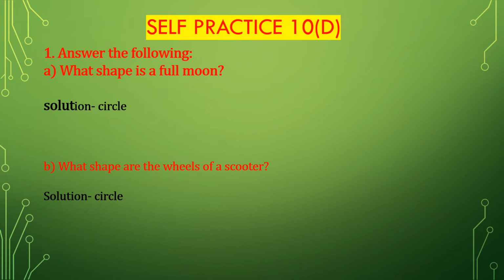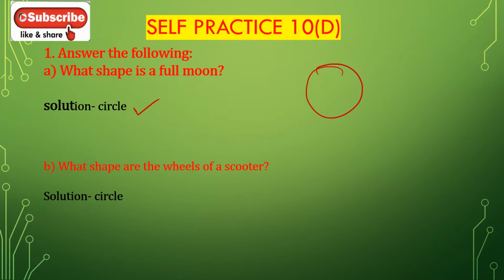Now we will solve question number 1. Answer the following. First bit A. What shape is a full moon? Full moon is the shape of a circle. Second bit B. What shape are wheels of a scooter? Scooter's wheels are circle shape.